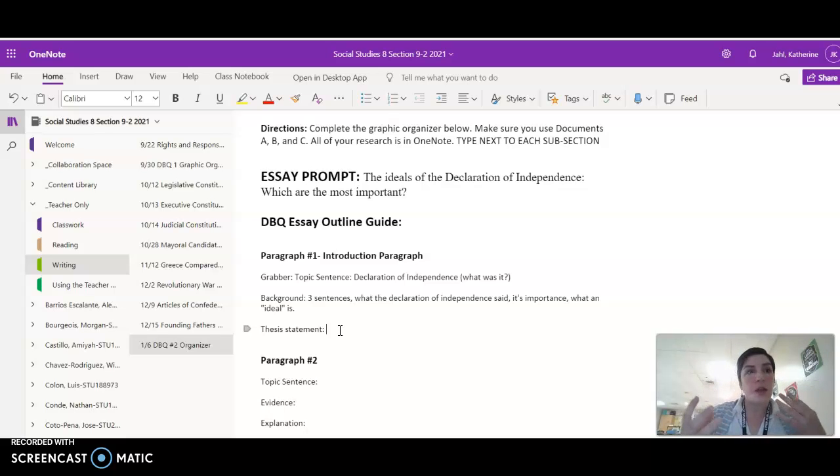The idea of liberty, the idea of equality, the idea of freedom, if those are the things you were writing about, some of those concepts. And then your thesis statement says, this specifically is what I'm proving. 1, 2, 3, enjoy the rest of the paper. Okay, you don't say enjoy the rest of the paper, but that's basically what the thesis statement should be doing.